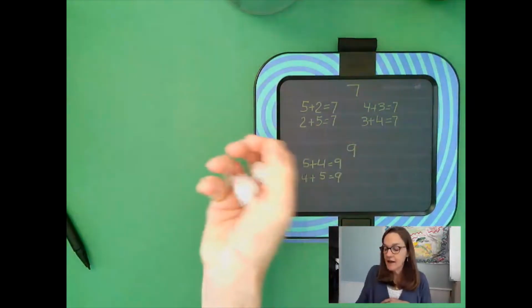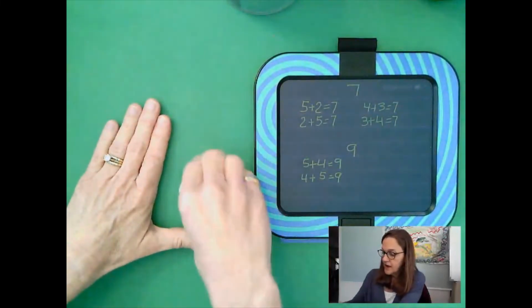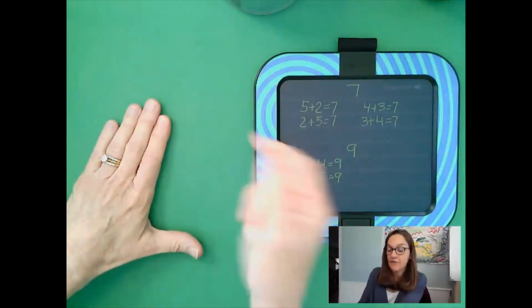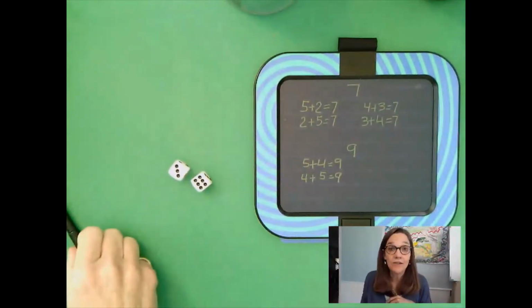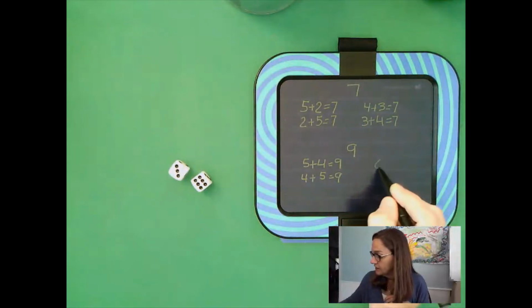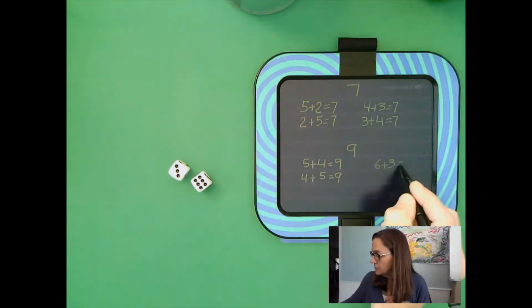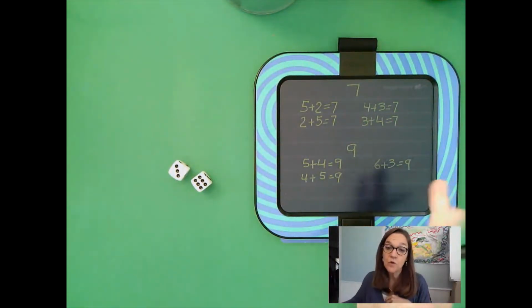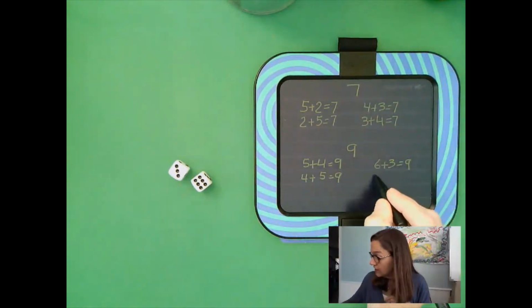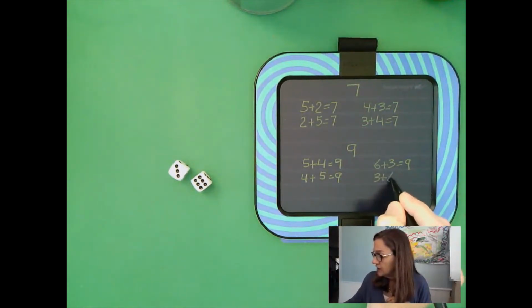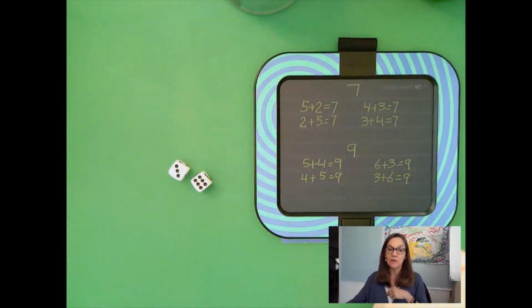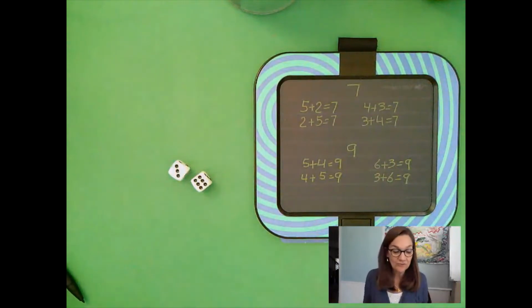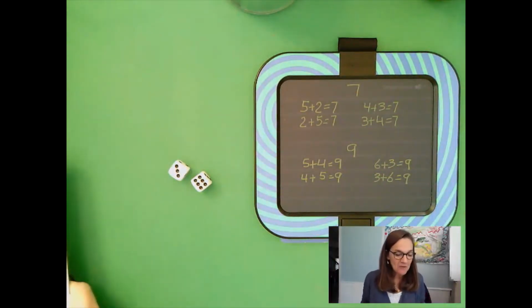Okay, let's try again. 5 and 2, no, that's a 7. 6 and 3 is 9. So we can write 6 plus 3 equals 9. Or we can write the twin. They can just trade places. 3 plus 6 equals 9. Okay, so there's some of our 7s and some of our 9s. That's just review from way before spring break and even before fractions.